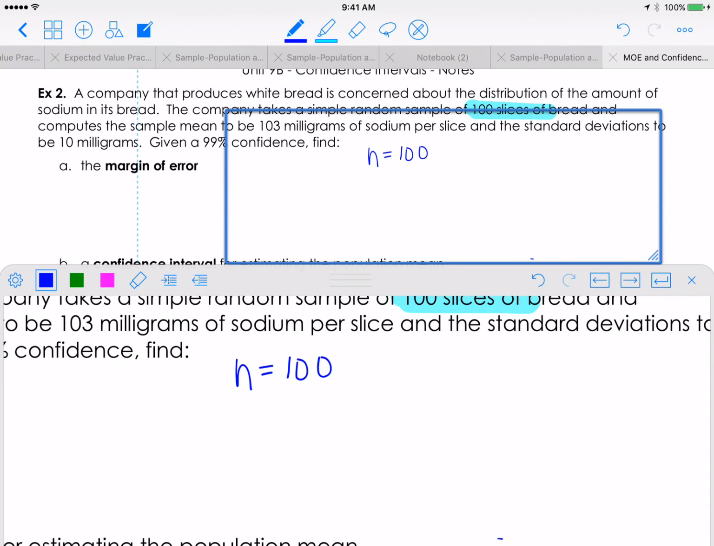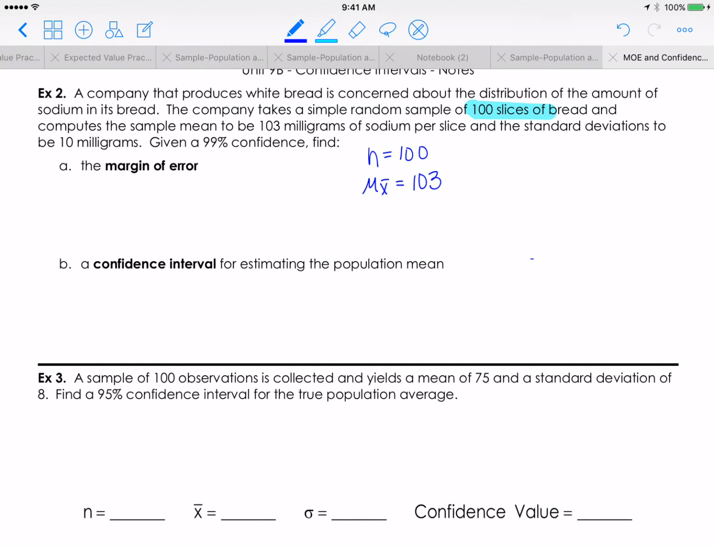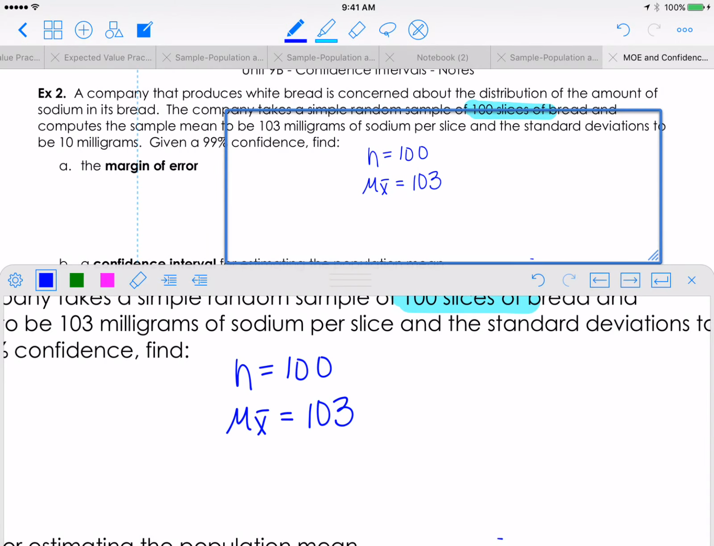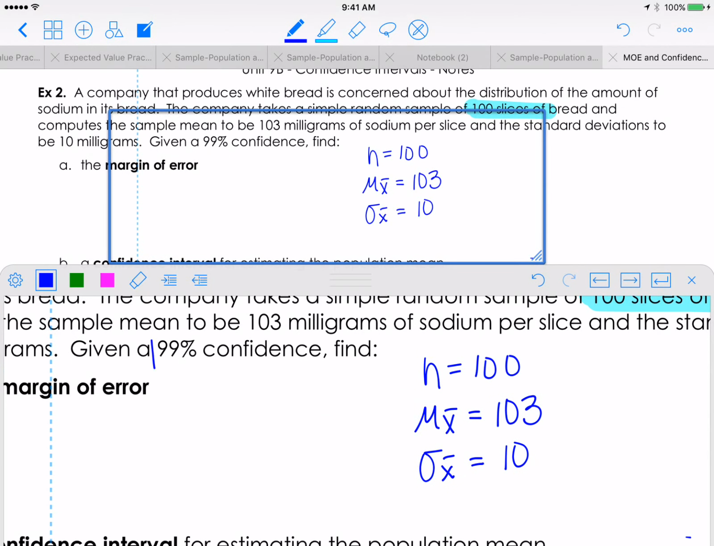Okay, and computes the sample mean. So here we go again with sample mean. That would be our x-bar, equal to 103 milligrams of sodium per slice, and the standard deviation will be 10 milligrams. So that standard deviation is going to be our sample standard deviation of 10 milligrams. Okay, so given a 99% confidence.